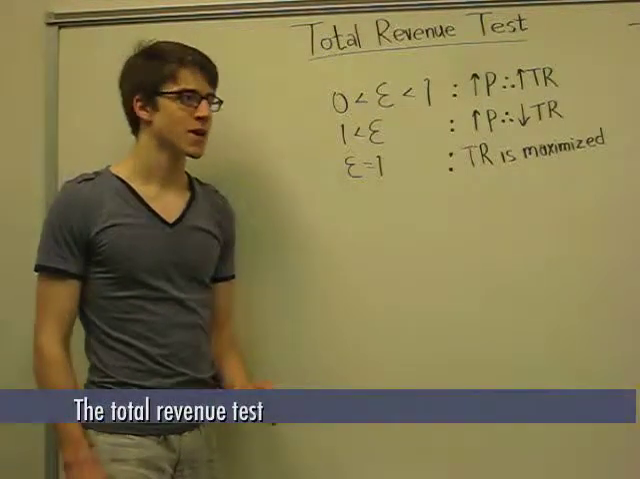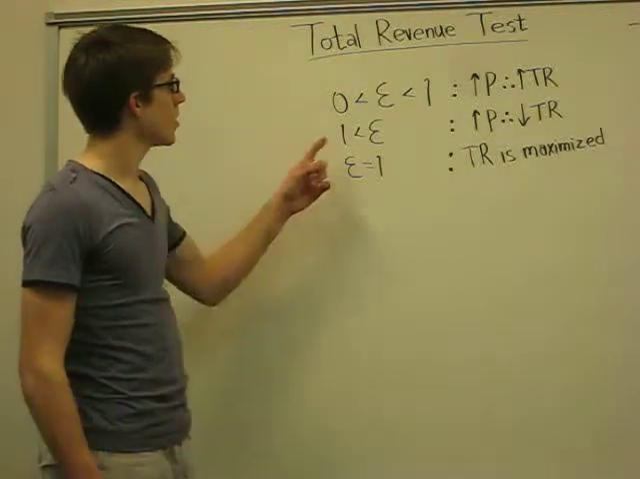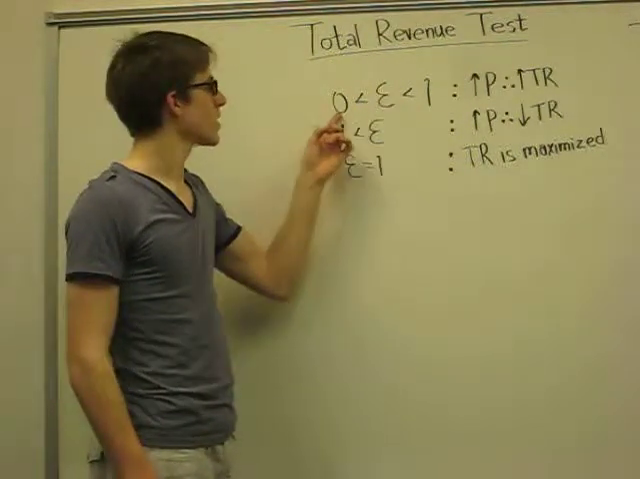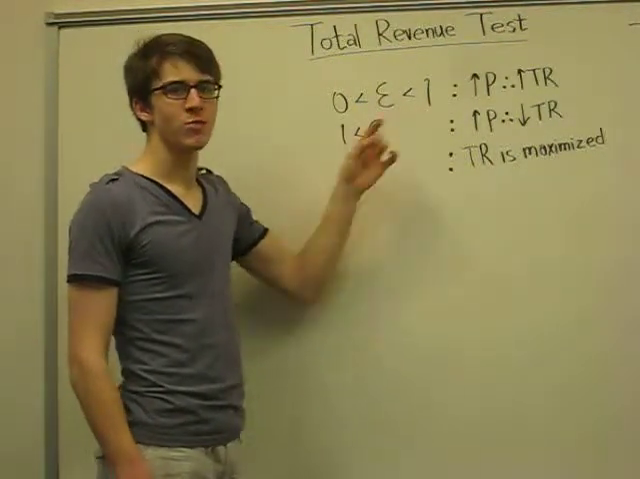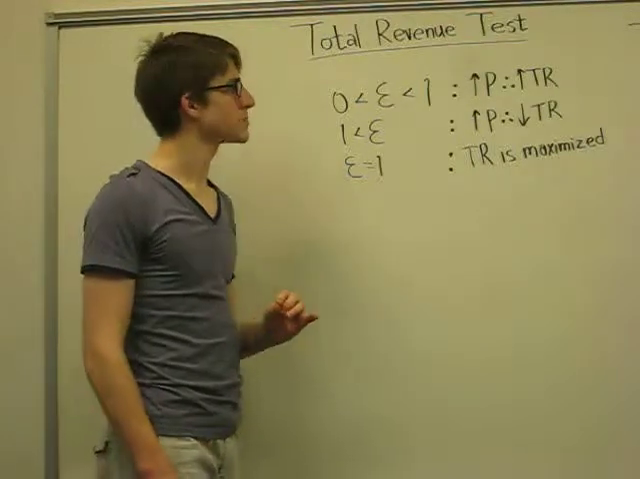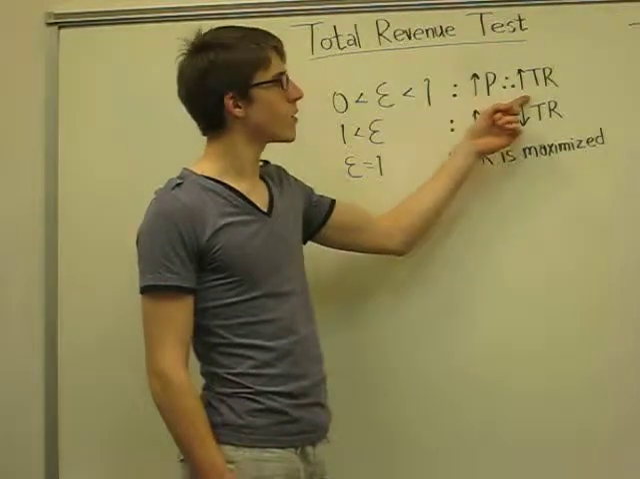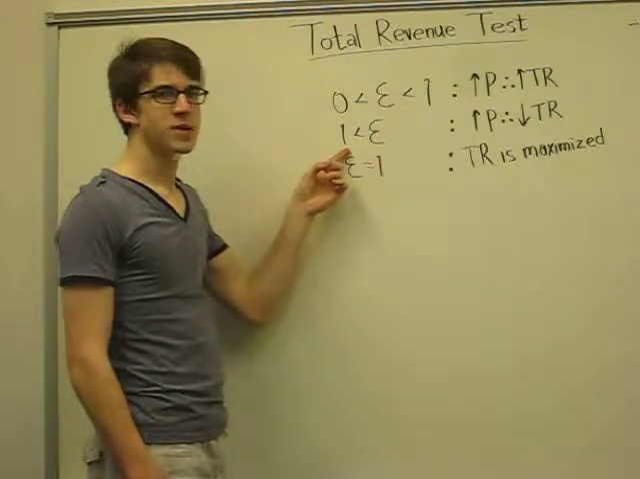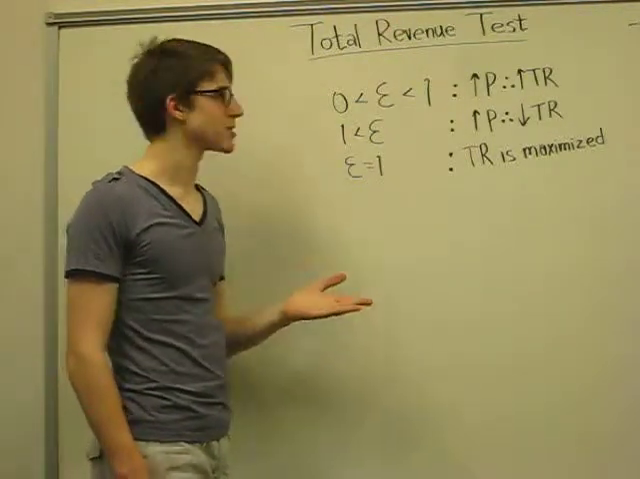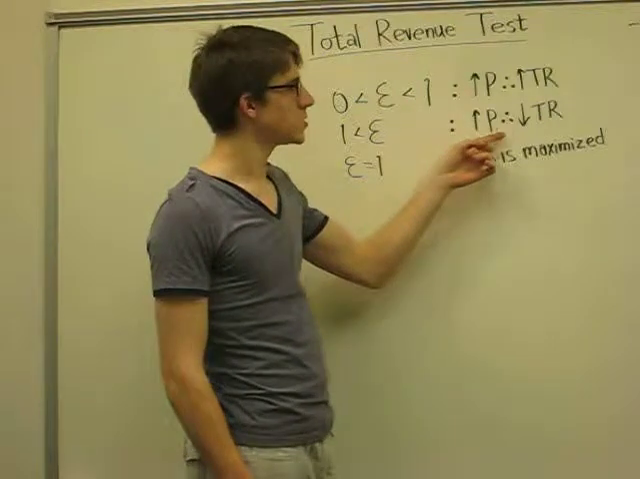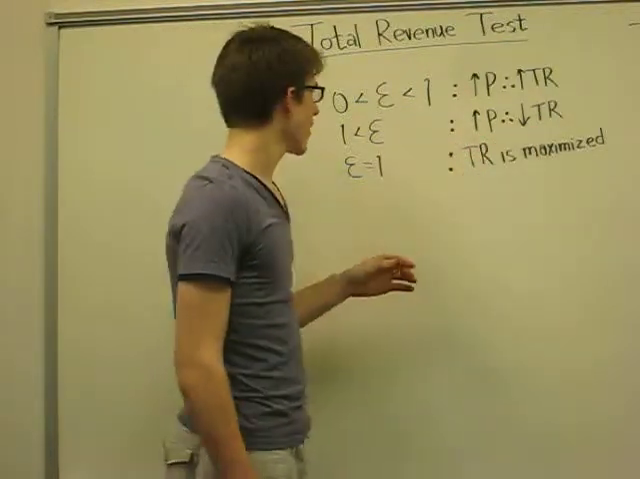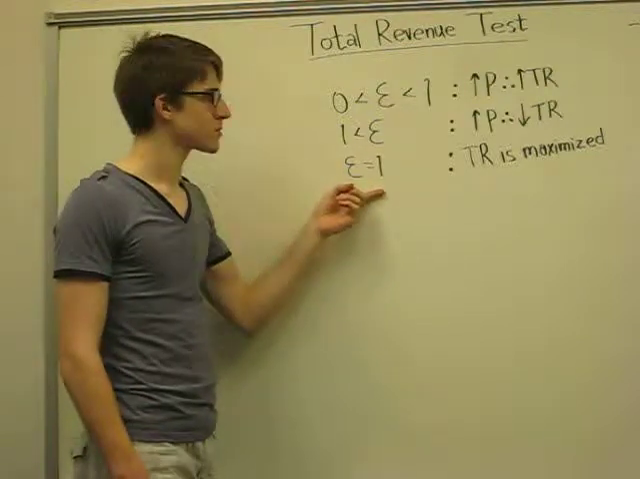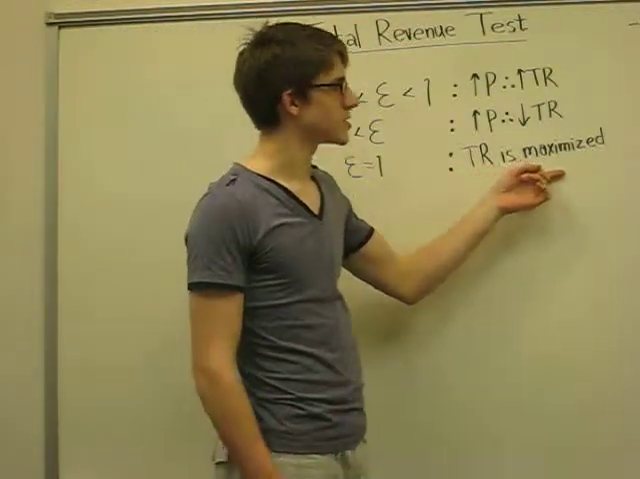The total revenue test works like this. When elasticity, which is denoted by this fancy looking E, is between 0 and 1, meaning that your price is inelastic, an increase in price will raise total revenue. When elasticity is greater than 1, so your price is elastic, an increase in price will lower total revenue. And in between those two, when elasticity is equal to 1, total revenue is maximized.